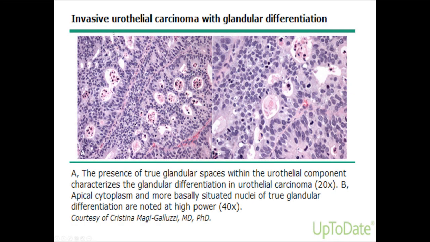In contrast, this is an invasive urothelial carcinoma with glandular differentiation. So this is not an adenocarcinoma of the bladder. The key thing in these patients is not to call this bladder adenocarcinoma, but to look for an in situ component. Look for features that you would normally see, like apical cytoplasm and more basally situated nuclei.